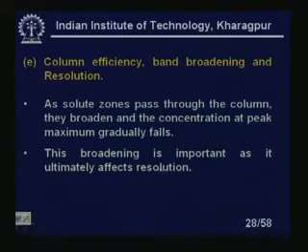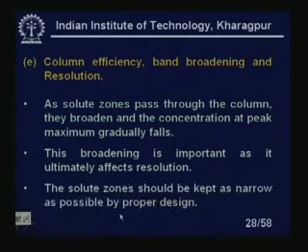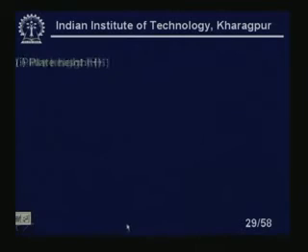Similarly, in the case of resolution 2, it is the broadening. If it is broadened, obviously we say the resolution is poor. So broadening is important, as it ultimately affects the resolution. If the broadening is higher, obviously the resolution will be poor. The solute zones should be kept as narrow as possible by proper design. So we should have a very narrow zone so that the peak will be very sharp.